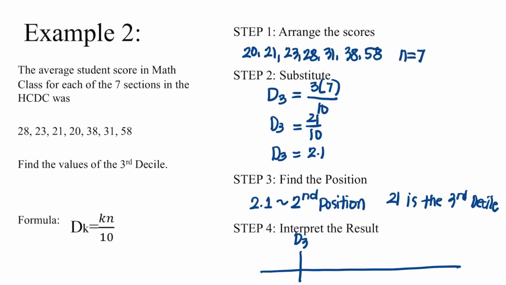In that case, we'll divide the class now. 30% lower, 70% upper. Therefore, lower 30% if your score is less than or equal to 21, and if your score is greater than 21, therefore you belong to the upper 70% of the class.